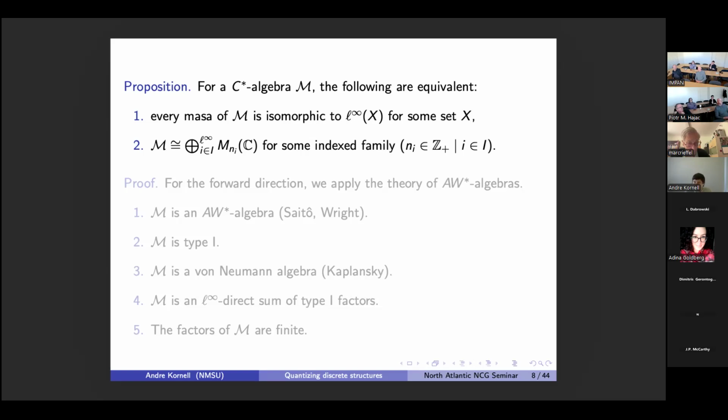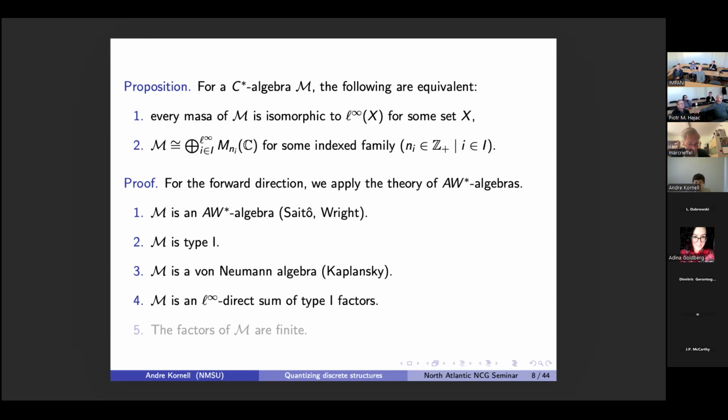To prove 2 implies 1 is a very quick exercise, but I do want to sketch the proof of 1 implies 2 because I think it's a little bit enlightening. So for the forward direction, we apply the theory of AW star algebras. First, we observe that M is an AW star algebra by a theorem of Saito and Wright that says you have an AW star algebra whenever the massas are monotone complete. Then we get that M is actually a type 1 AW star algebra, basically because we have lots and lots of minimal projections from this massa condition. Then we get that, in fact, it's a von Neumann algebra by a classic result of Kaplansky. And once we have that, life is very familiar.